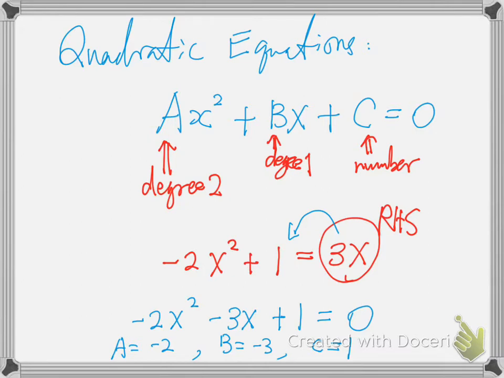Okay, so this is the quadratic equation. Quadratic means degree 2, and a is the coefficient for the degree 2 term. The easiest quadratic equation is like this. x squared is 25. How can you solve this equation?